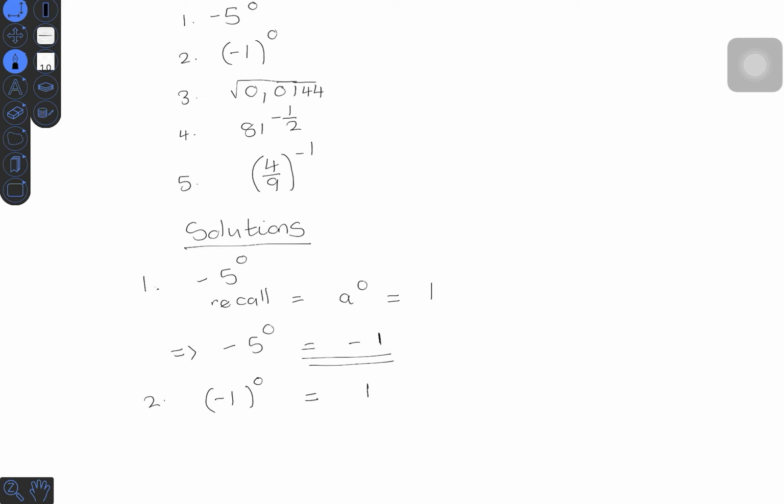So whether you have a huge number like 1 million, as long as that whole number is being raised to the power 0, it will simply reduce to 1.